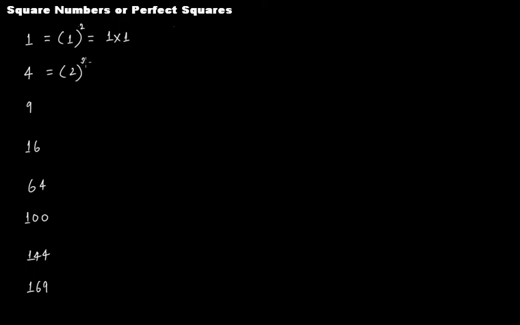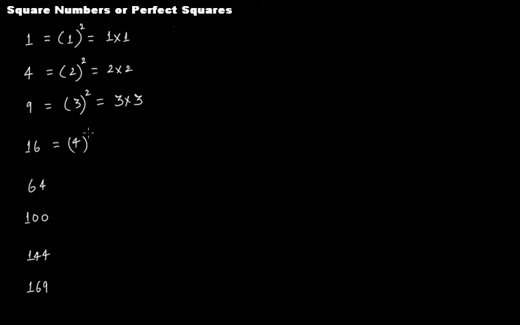What are square numbers or perfect squares? We have some numbers here: 1, 4, 9, 16, 64, 100, 144, 169. Now, this number 1 can be written as 1 raised to the power of 2, that is 1 times 1. This is 2 raised to the power of 2, that is 2 times 2. This is 3 raised to the power of 2, that is 3 times 3.